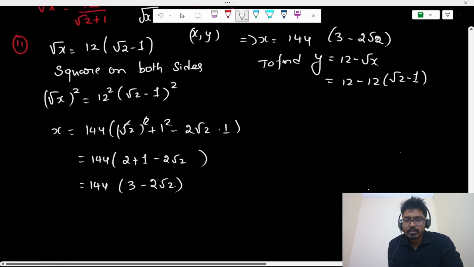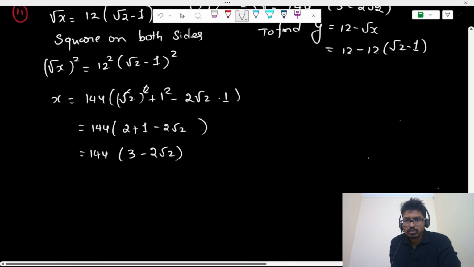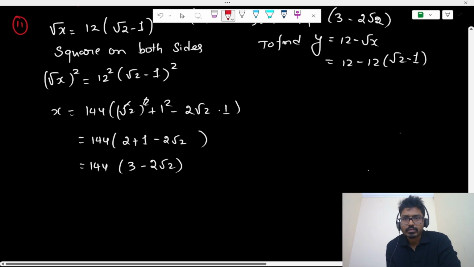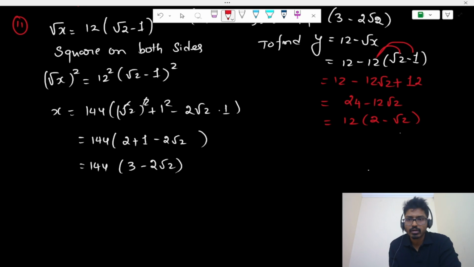If I solve this further, 12 minus 12 times root 2, and then minus and minus is plus, so plus 12. So 12 plus 12, which is going to be 24, so here it is going to be 24 minus 12 root 2. I can take 12 common, so that is going to be 12 times (2 minus root 2). So this could be our y coordinate.